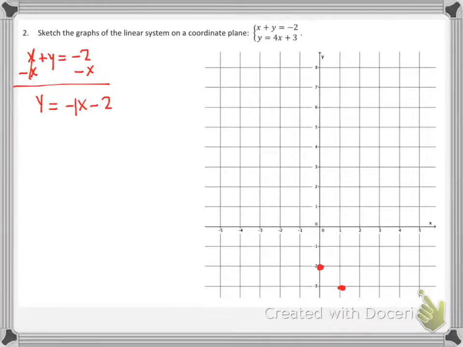And I can connect, whoa, hold on, let me try that again. I can connect those two. There we go. And so that's my line. It looks like that right there.